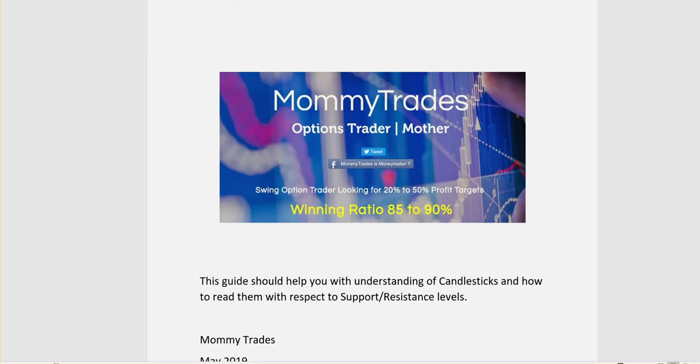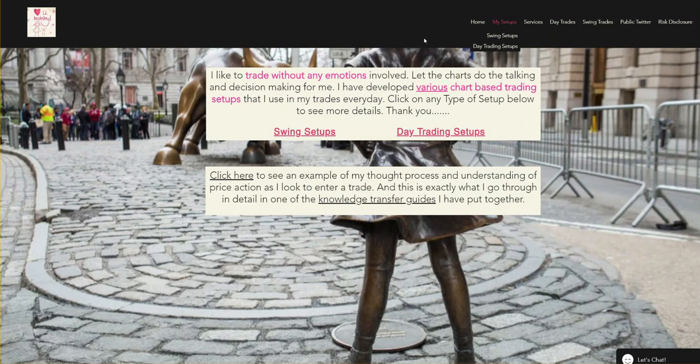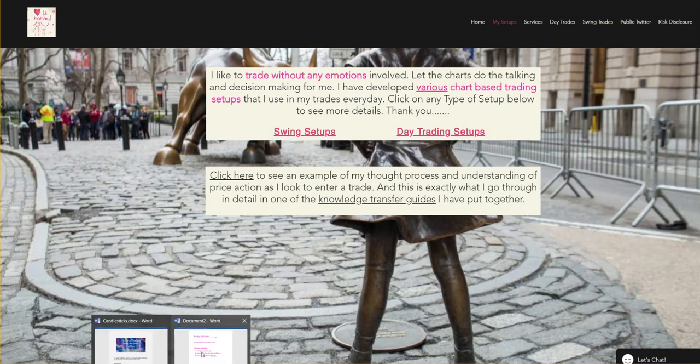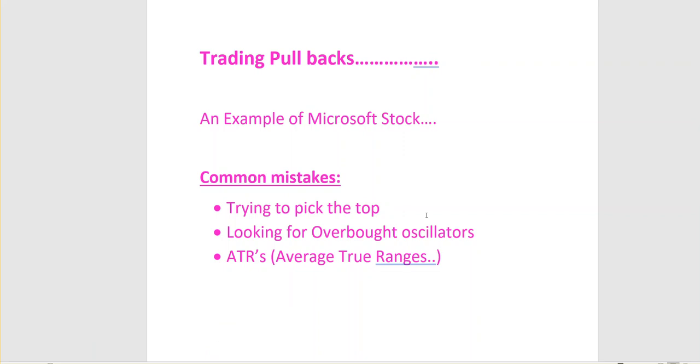Now, I've already provided a glimpse of what will be in the guide, but I thought of sharing one of my most favorite trading setups that I look for when I'm day trading. It will also be explained in detail in the guide that I'm making. So I'm talking about trading pullbacks first of all.